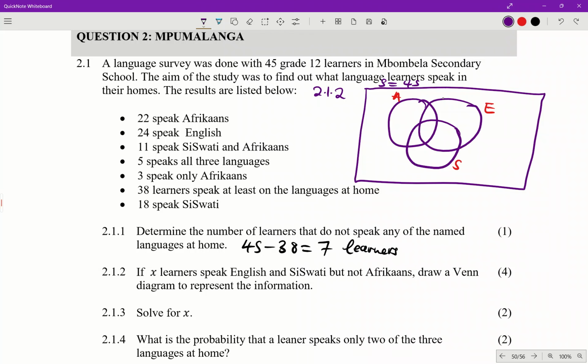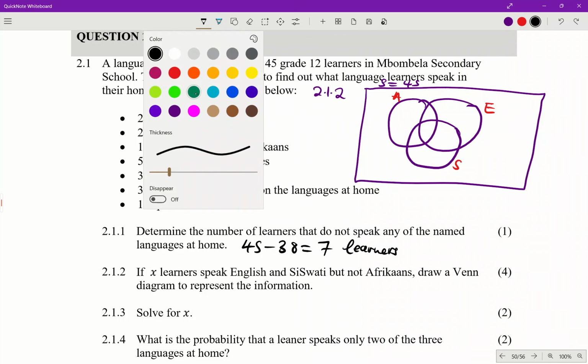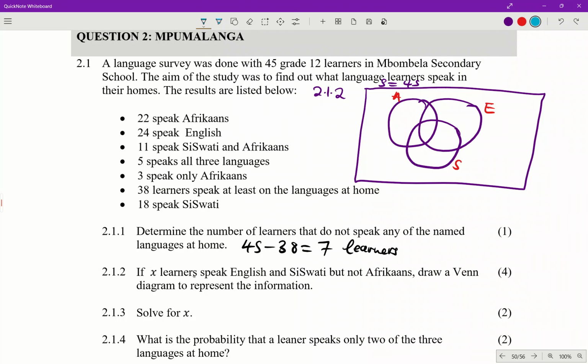So now they said something. Let me change it to this one here. They say x learners speak English and Siswati and not Afrikaans. This part here is where you have Afrikaans and Siswati. This part here is where all of them are included: English, Afrikaans, and Siswati. So be mindful of that. So now x speaks English and Siswati, so you're going to place x here because this is the English and Siswati part. Guys, are you hearing what I'm saying? Alright, thanks. So now that's x there.